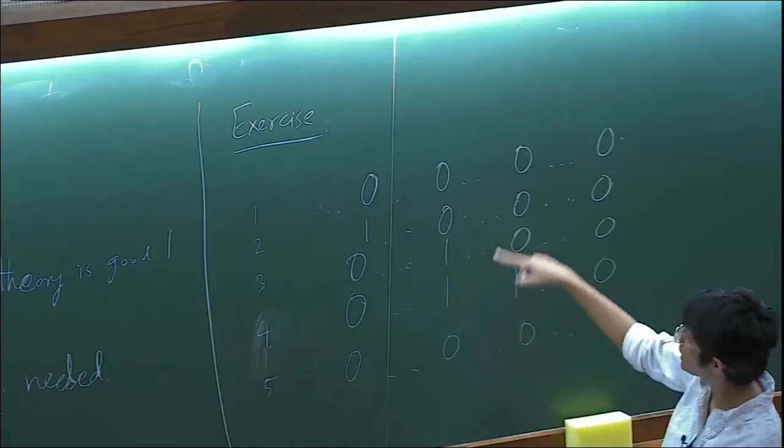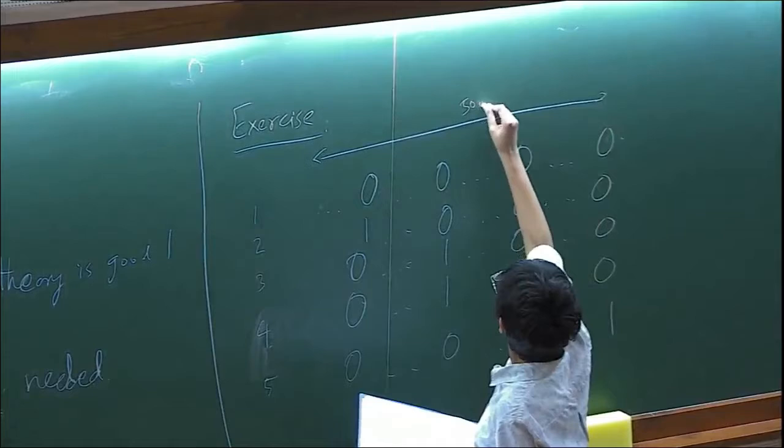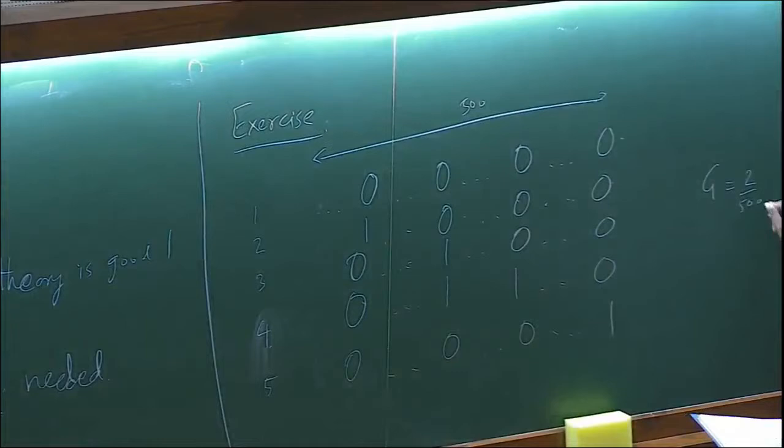So if I picked the first and fourth individual at random, what's the probability that the sequences are different? Let's say the sequences are of length 500. Suppose I picked the first and fourth individual. What's the chance that they're different? They differ in two positions. The probability is 2 by 500, right? So my H would be 2 by 500 if I had picked the first and the fourth one.